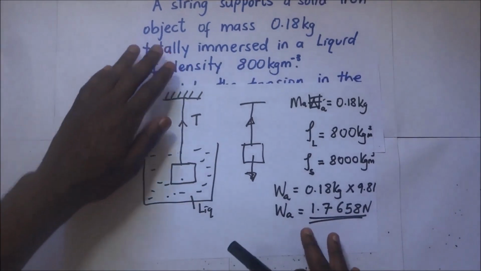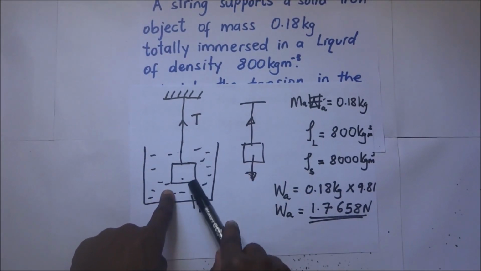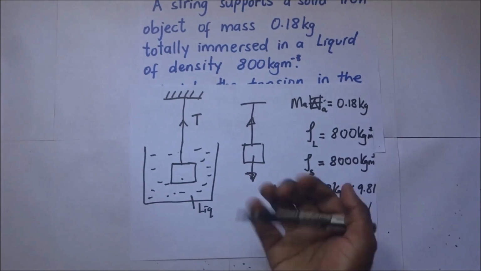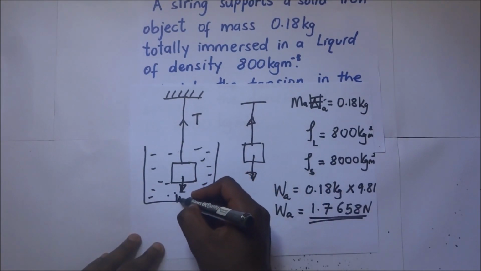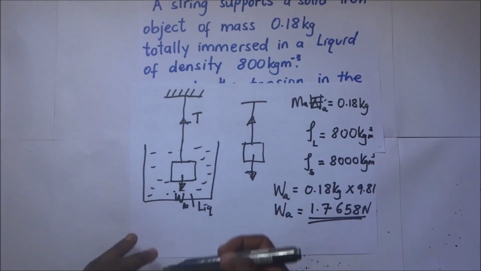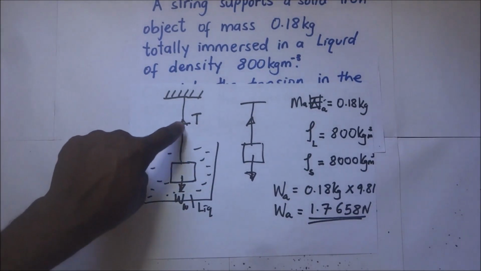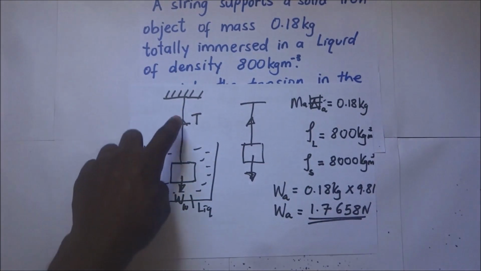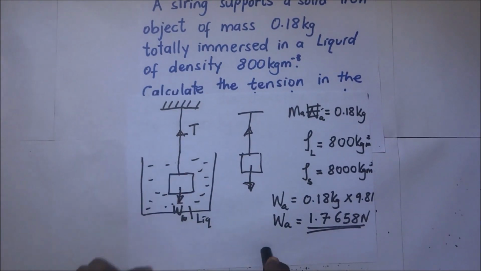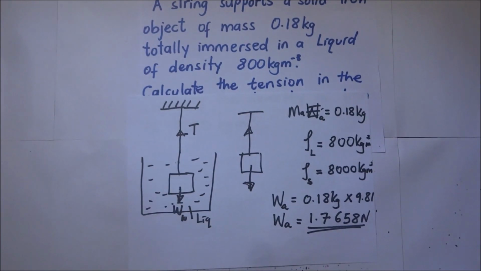Now the scenario we are having here is that this thing right there is immersed in a liquid. If it is immersed in a liquid, the string is still experiencing a certain tension. So the weight this thing is experiencing while it's in water is the same as the tension experienced by the string. It is as simple as that: for us to be able to find the tension in the string, we simply have to find the weight of this iron in water.